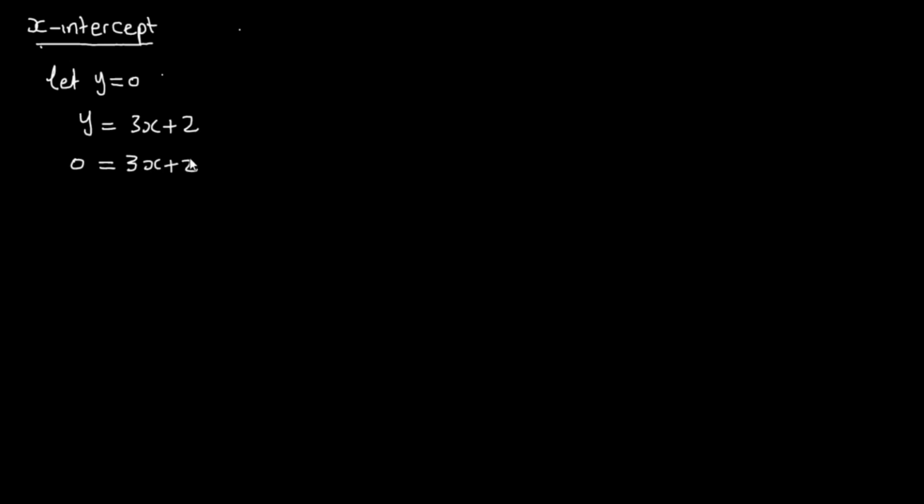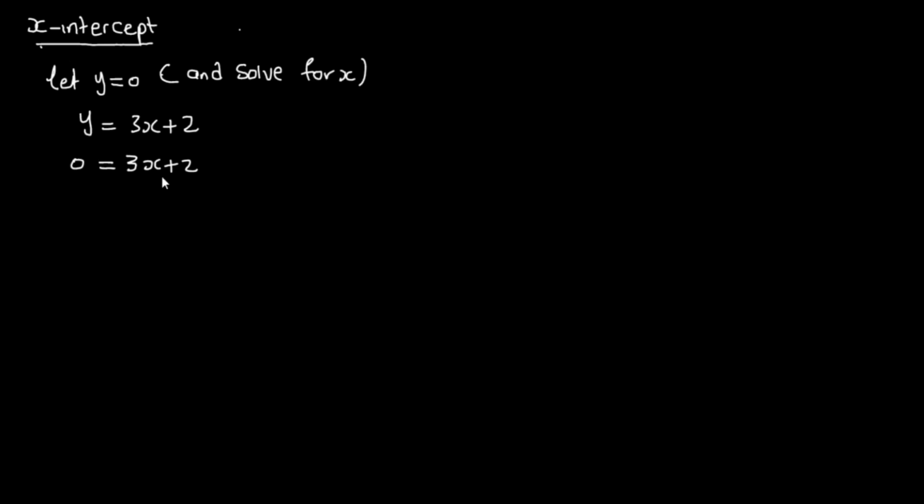Okay, remember the x-intercept. So to find the x-intercept, we need to let y be equal to 0, meaning that if I have the equation y is equal to 3x plus 2, where there's y, we need to substitute 0. So this will be 0 equals 3x plus 2. So you let y be 0, and then what happens next? You solve for x.